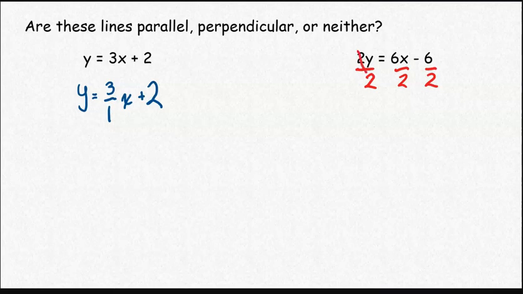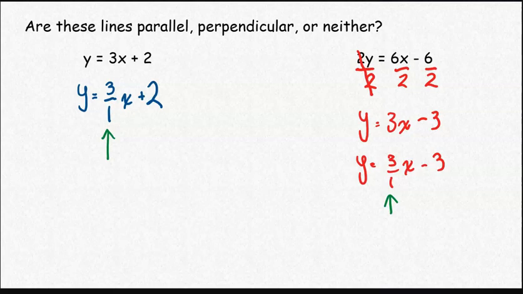This 2 divided by 2 becomes 1. So 6 divided by 2 is 3x minus 3. Okay, just like before, I can put a 1 under this 3 and make the slope. So let's take a look. If you look at the slopes here, both are 3 over 1. So the slopes are equal. That means that these lines are parallel.